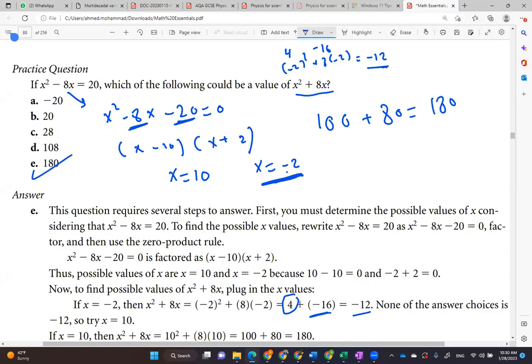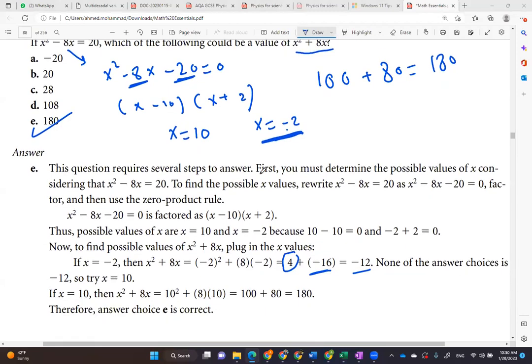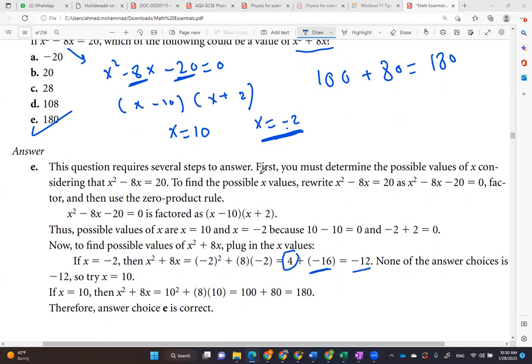Who gave me E from the first time? Let me check. Rahaf, Amina, and Jaida. Mr. Programmer, write your name, please. Muhammad Afifi, Rufaida, MashaAllah. So many of you gave me the right answer from the first time. This is the level of SAT question, guys.